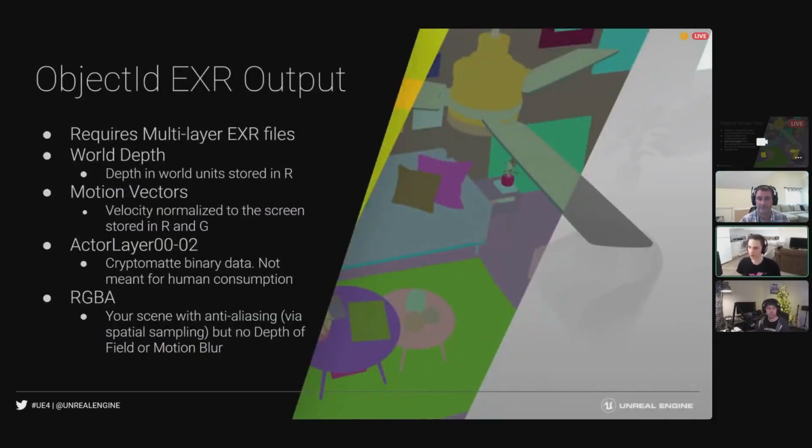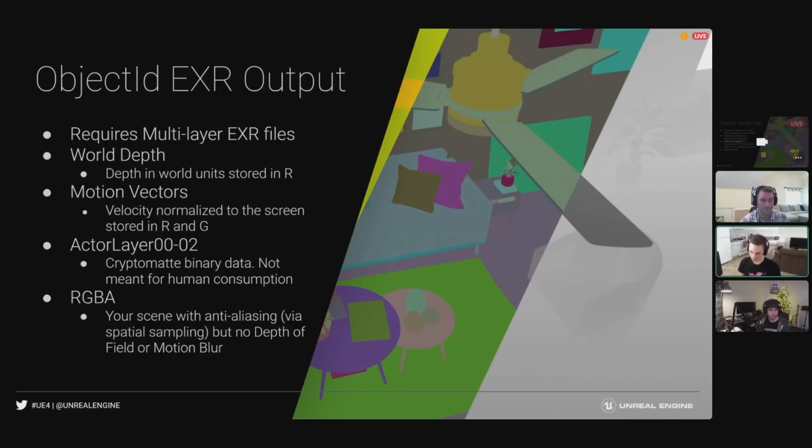All right, so what does an ObjectID EXR output file look like? Again, this requires multi-layer EXR files. It does not work with single layer ones. This is a requirement of the CryptoMat standard. You're going to have the world depth channel in that EXR file. The depth in world units, which is centimeters, is going to be stored in the red channel on the world depth texture. For the motion vector channel, you're going to have velocity normalized to the screen, stored in red and green channels in that.